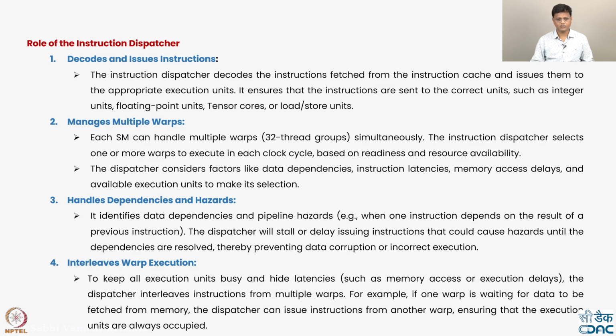Interleave warp execution. To keep all execution units busy and hide the latency, the dispatcher interleaves the instructions from multiple warps. For example, if one warp is waiting for data to be fetched from the memory, the dispatcher can issue instructions from another warp, ensuring that the execution units are always occupied.